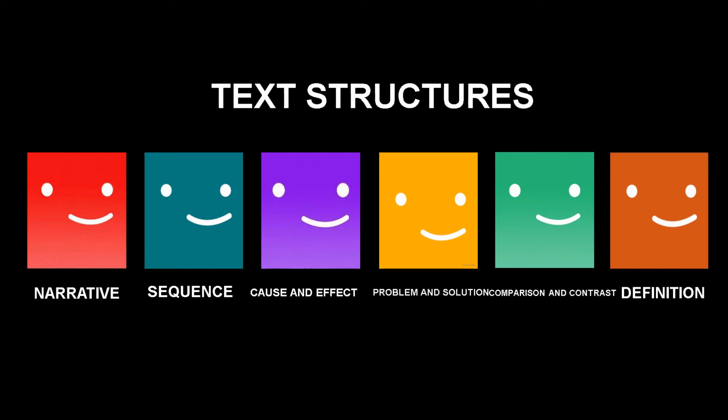Let's begin. There will be 6 types of text structures that we are going to deal with today. These are the following. Number 1, narrative. Number 2, sequence. Number 3, cause and effect. Number 4, problem and solution. Number 5, comparison and contrast. And number 6 is definition. Let us study them one by one.